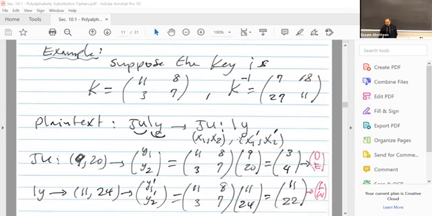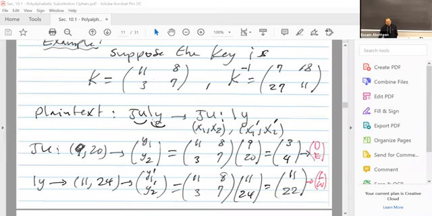So if I take, for example, the plain text to be the word JULY, then we divide this into 2 blocks because we're using m equal 2. And we call them x1, x2, x1 prime, x2 prime. And then we encrypt x1, x2, which is 9, 20, by multiplying it by the matrix 11, 8, 3, 7. And we get 3, 4. And this corresponds to the letters D, E.